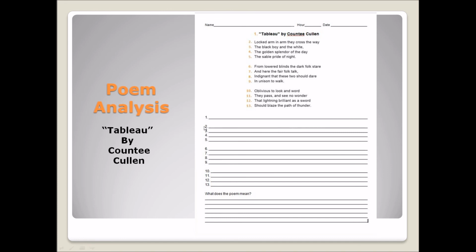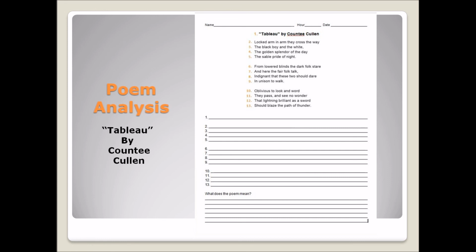You'll then move on to the second line, locked arm in arm, they cross the way. Okay, so you'll come down here to number 2, and on that line, you will write down any thoughts that come to mind. What does it mean to be locked arm in arm? What might cross the way mean? Write down anything that you can think of that would have to do with that line. You will continue to do that for lines 3 through 13. You'll record that information on these lines. If you run out of room, feel free to use the back of the paper.